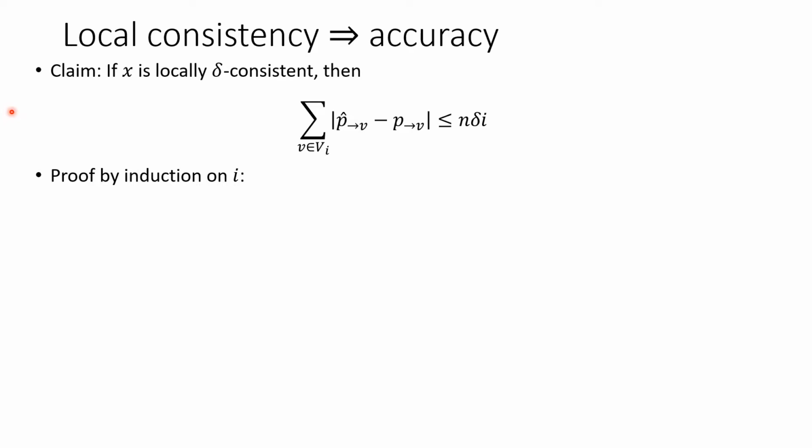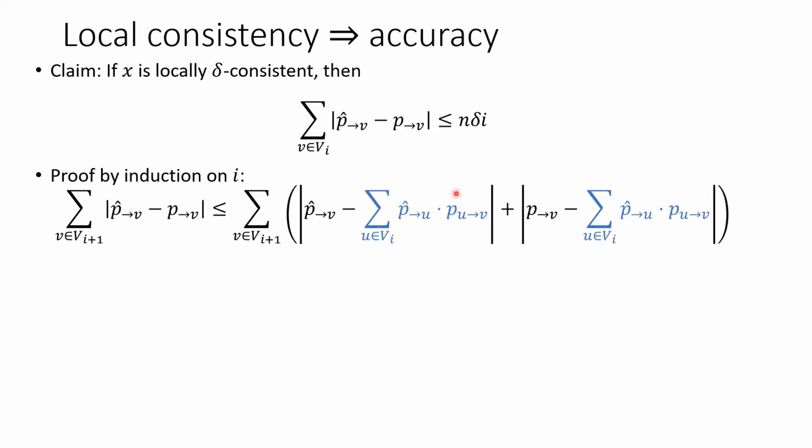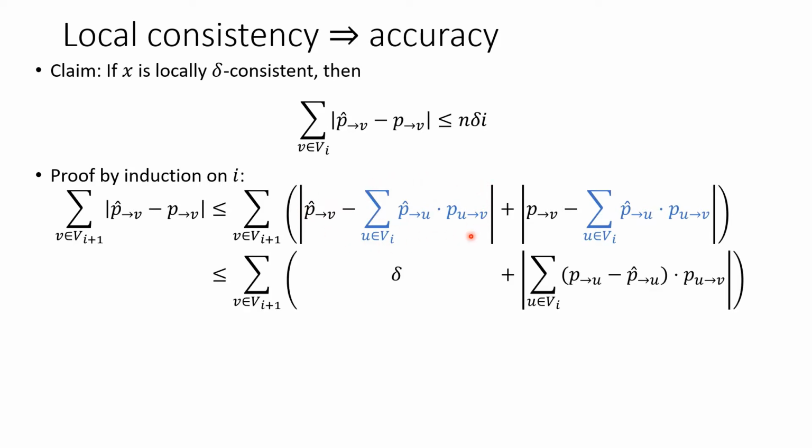All right, so now let's do the inductive step. We need to bound the sum of the errors in layer i plus 1. Using the triangle inequality for each vertex v, we can introduce this inner sum. This inner sum is what you'd expect the probability of visiting v to be based on the estimated probabilities of visiting the vertices in the previous layer. Now, the first term on the right-hand side is exactly the local consistency error. So by assumption, it's bounded by delta.